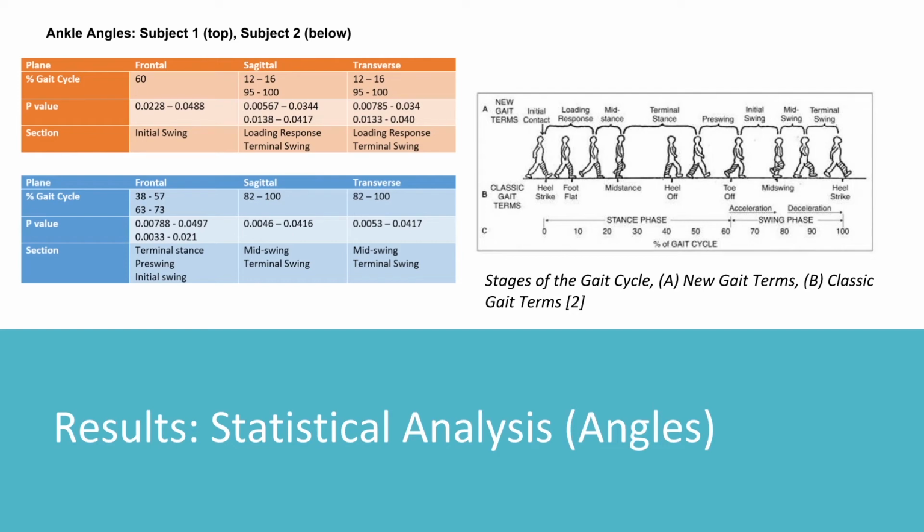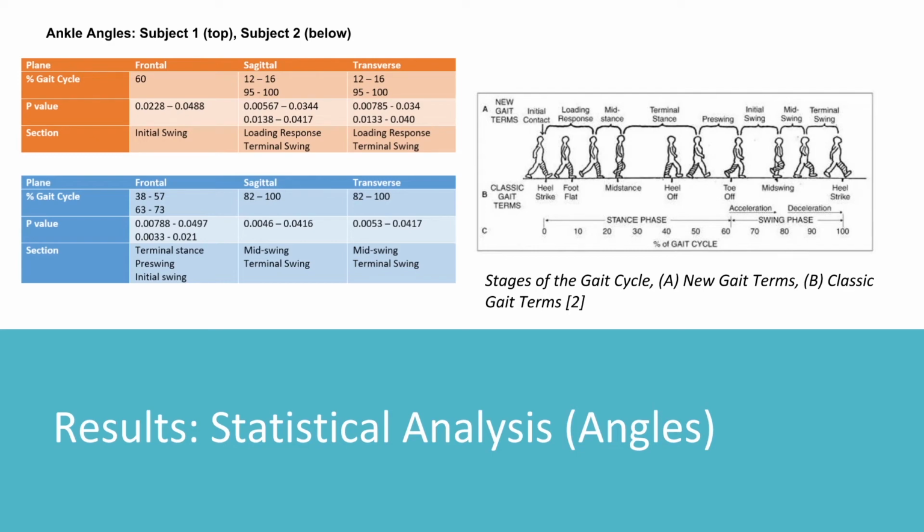In the second subject, there were multiple significant positions seen in the gait cycle. That was between 38 and 57 and 63 and 73, and that corresponded to the terminal stance, the pre-swing and the initial swing. In the sagittal plane, it was between 82 and 100, which corresponded to the mid-swing and the terminal swing. And lastly, in the transverse plane, between 82 and 100, there were significant values corresponding to the mid-swing and terminal swing, which once again showed a repeated value between the sagittal and transverse.